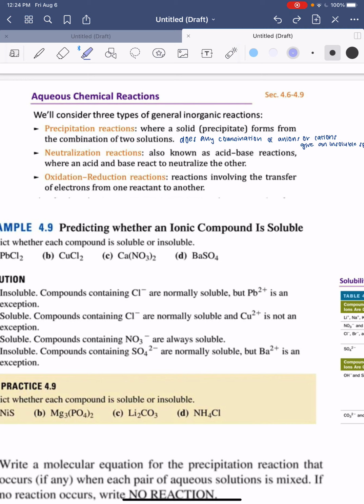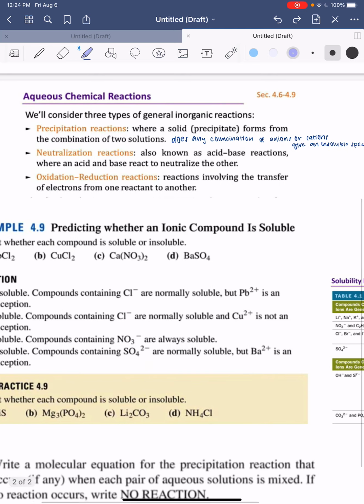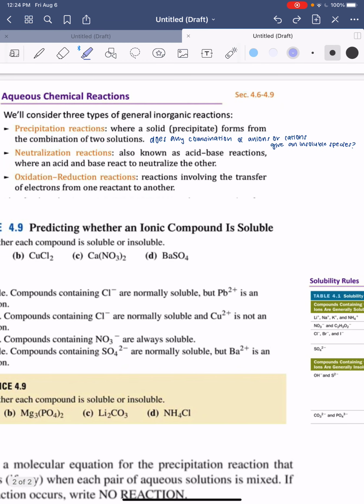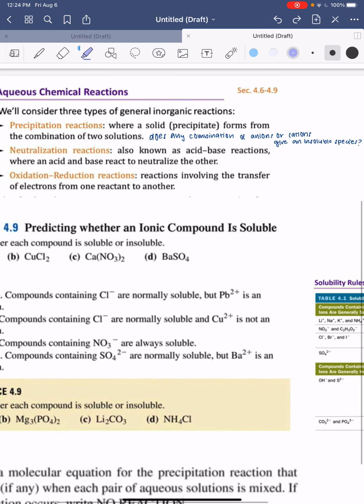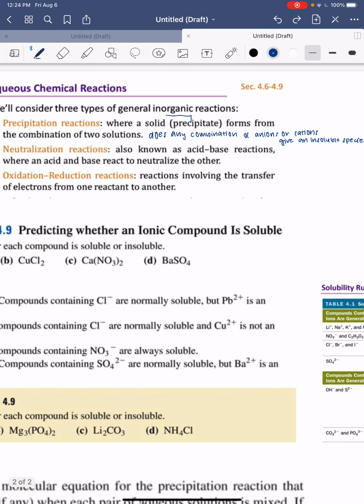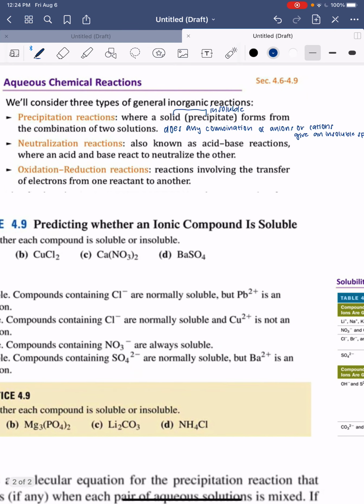The key to writing a precipitation reaction and knowing that it is a precipitation reaction is really internalizing your solubility rules. The question you need to ask yourself is, does the combination of compounds in this reaction, the combinations of anions and cations, form insoluble compounds? A solid or a precipitate only forms when something is insoluble. And we'll go through some examples.